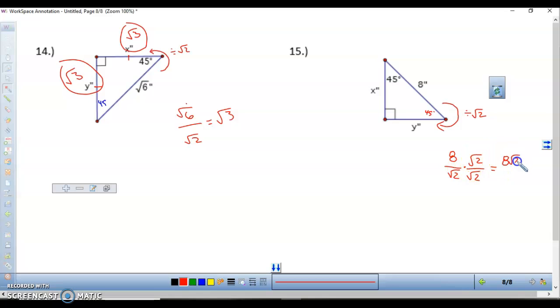So I end up with 8 square root of 2 over 2. Root 2 times root 2 is the square root of 4. And the square root of 4 is just 2. You guys will get used to kind of skipping that step and going faster as we go along. And then finally, in this problem here, the 8 divided by 2 can divide and give me 4 root 2. So y is equal to 4 root 2, and x is equal to 4 root 2, because they had to be equal to each other.